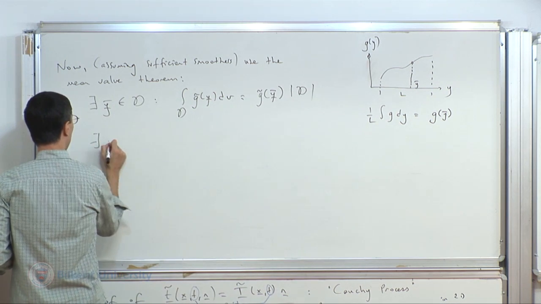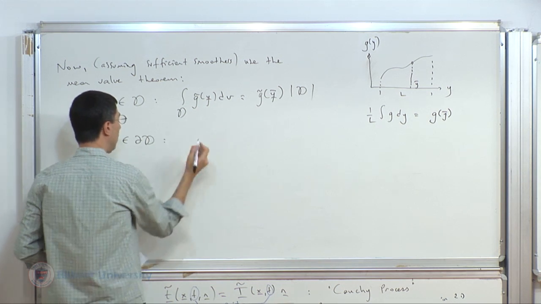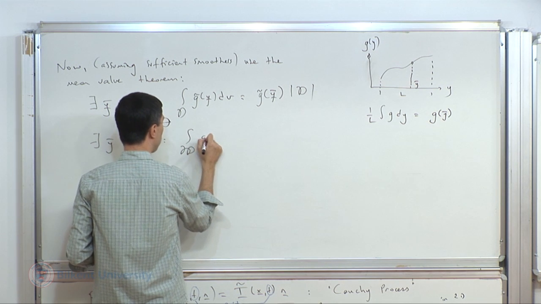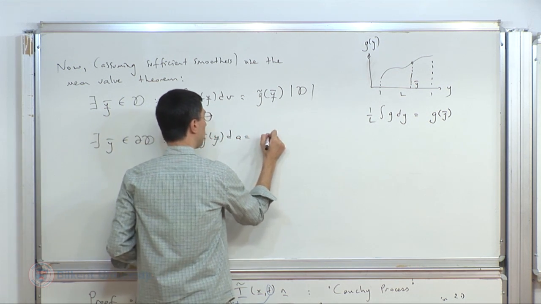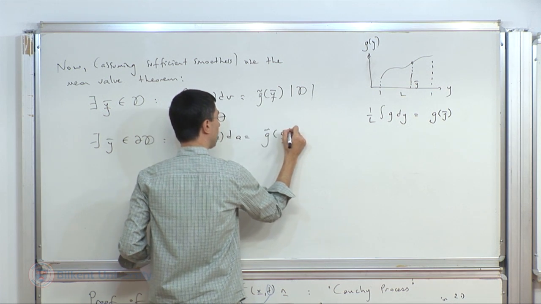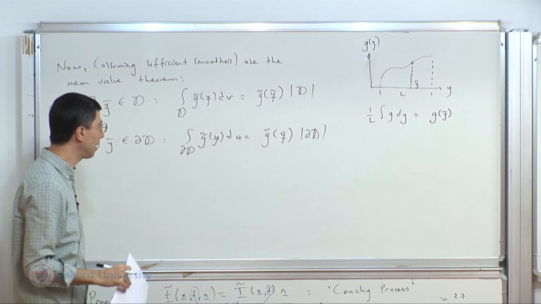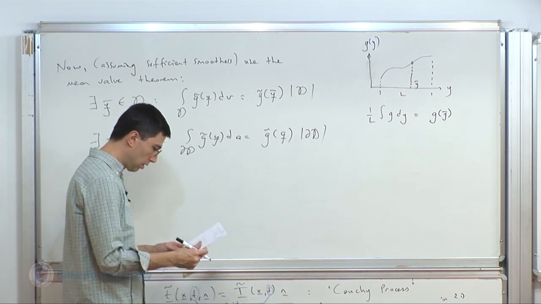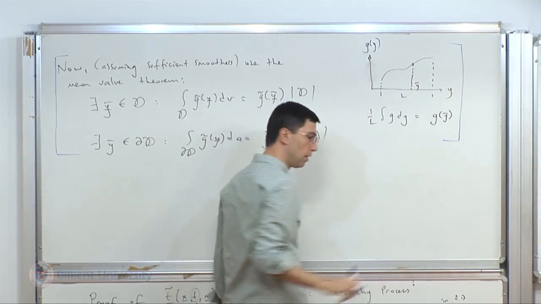So likewise, if you are on a surface, on the boundary of the domain, and you're trying to integrate something on that boundary or a given surface, then there exists a special point, again y bar, such that the area times the function evaluated at that point is equal to that surface integral. Now, that's a big parenthesis.